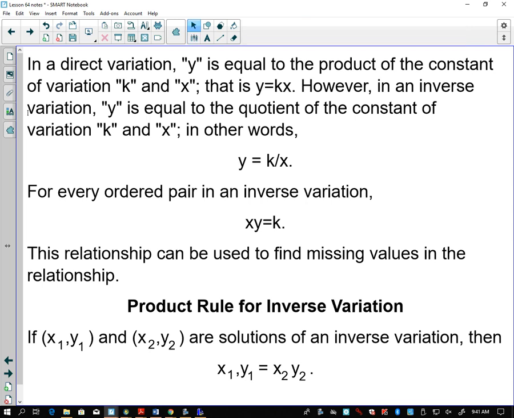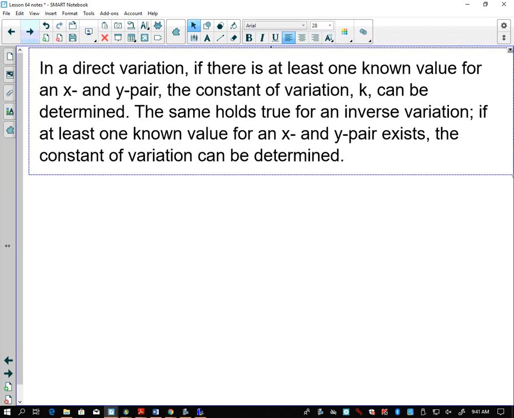Okay, hopefully we'll see more about that here in a little bit. In a direct variation, if there's at least one known value for an x and y pair, the constant of variation can be determined. The same holds true for an inverse variation. If we know at least one value for an x and y pair, then the constant of variation can be determined by just using simple multiplication. Right? We multiply the x times the y and we can find the constant. Okay? If we know the constant and one of the variables, we can find the other variable.